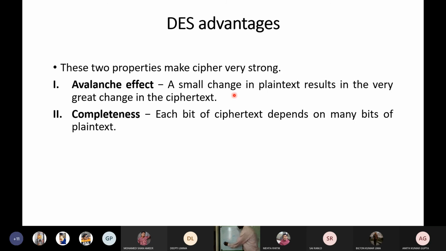It is there to make the ciphertext very strong. What does the avalanche effect mean? A small change in the plaintext is going to result in a very great change in the ciphertext. Any change you make in the plaintext is going to give a very big reflection in the ciphertext. What does completeness mean? Completeness means each bit of the ciphertext depends on many bits of the plaintext. So this is also all about this.